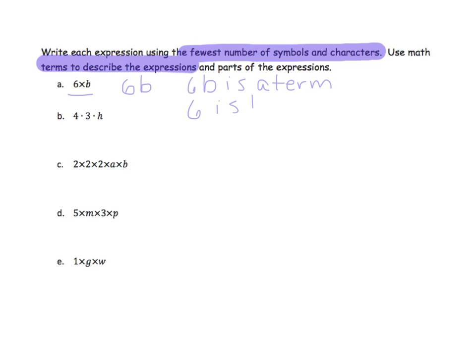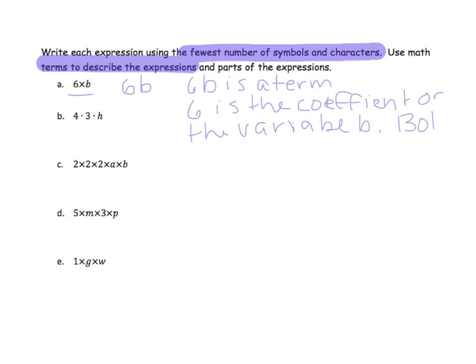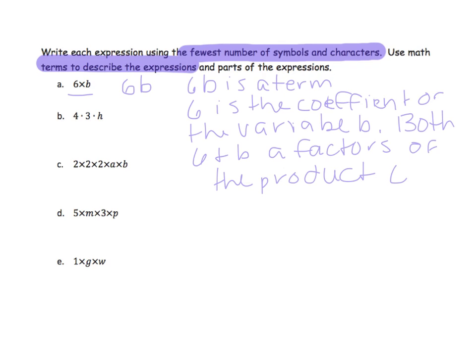6 is the coefficient of the variable b. Both 6 and b are factors of the product 6b. So we have lots of vocabulary in here. We have term, coefficient, variable, factor, product, lots of vocabulary.